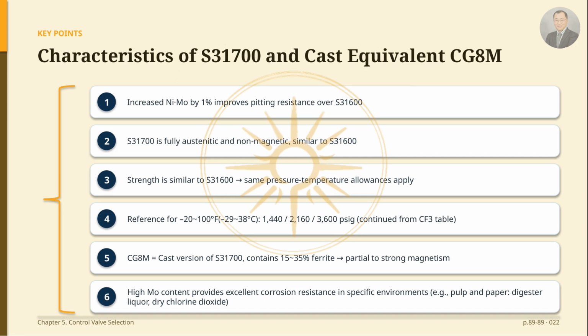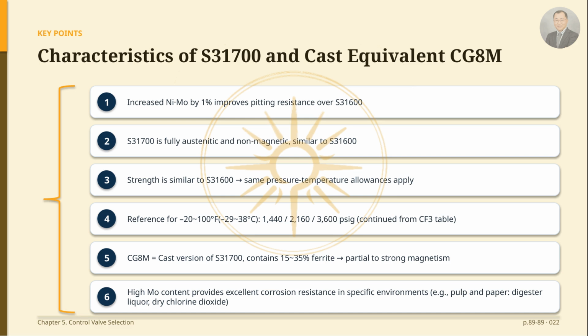For reference, as the CF3 table continues, the ratings for the range of -29 to 38 degrees Celsius are listed as 1440, 2160, and 3600 sig. Meanwhile, CG8M is the casting version of S31700. It contains 15 to 35% ferrite and is therefore partially or strongly magnetic.